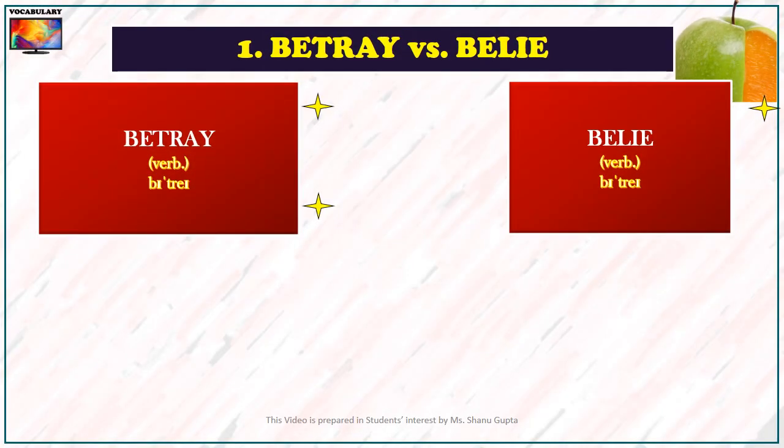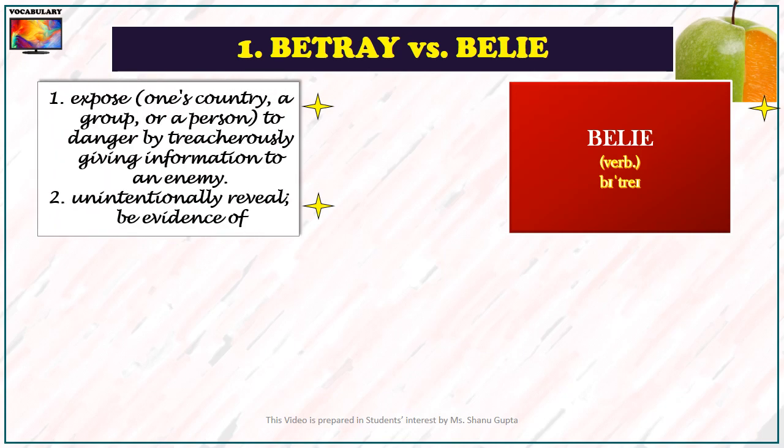The very first pair we are going to discuss is betray versus belie. This pair is a favorite of question setters in exams. The word betray has two different meanings, the first of which is to expose one's country, a group, or a person to danger by treacherously giving information to an enemy. For instance, someone can betray his or her employer by selling their secrets to competitors. This is the more common meaning of betray.